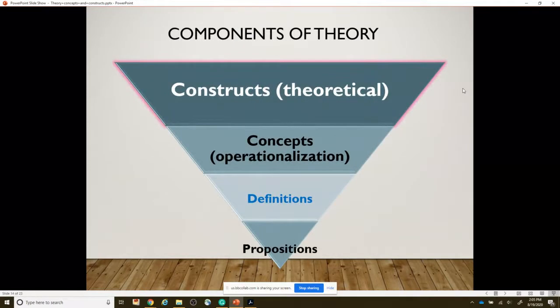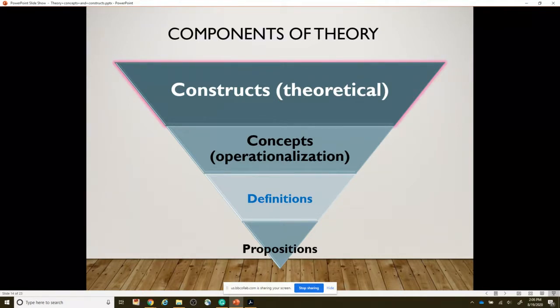So what are components of theory? You've got grand theory, middle range, single domain. But when you look at the components of theory, you're coming up with constructs, which are huge, hence this inverted triangle, and they're very theoretical and abstract. Then you've got concepts. Concepts can be operationalized, and that is brought into a measurable way.